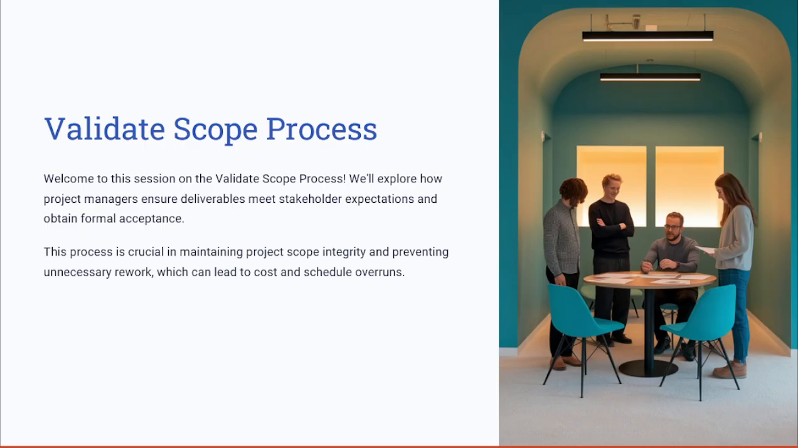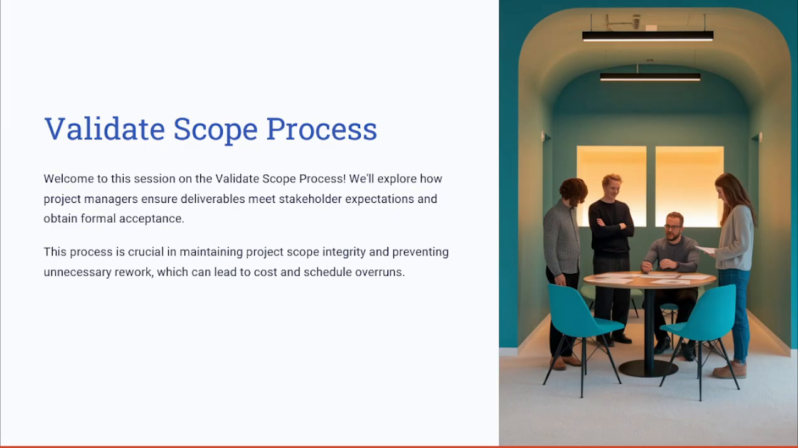The validate scope process is crucial to ensure that the deliverables are accepted by the customer or sponsor based on predefined requirements. It's a formalized process of checking the project outputs against the stakeholder expectations and obtaining official approvals. Remember that many projects fail because they skip formal validation, leading to last minute disputes, rejected deliverables, and rework.